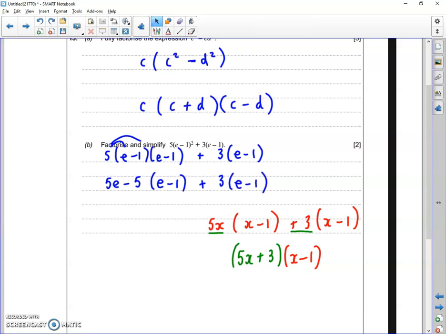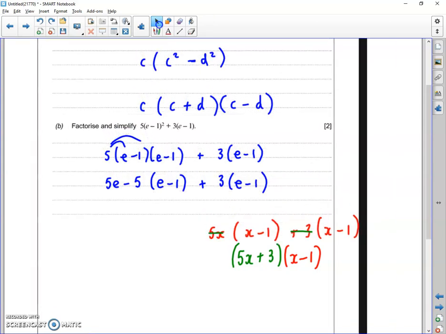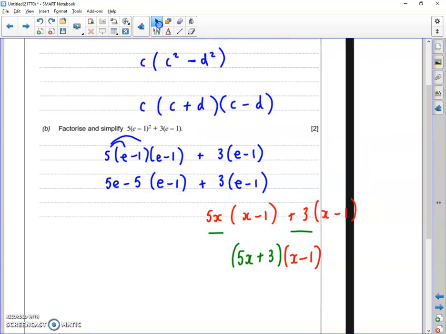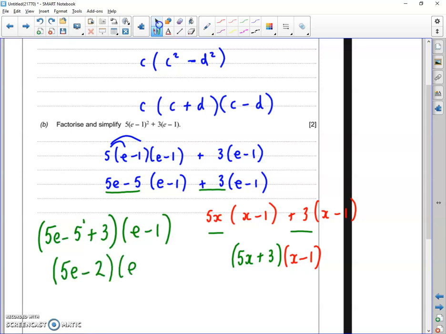Let me move that other stuff down out of the way. Now I've got loose terms out in front. So my loose terms are there and there. So that would go into a bracket. So 5e minus 5 plus the other 3, close the bracket, and then e minus 1, which gives you actually 5e minus 2 e minus 1. Okay, so that's your final answer. Let's just put a box around that so it's not in the way.